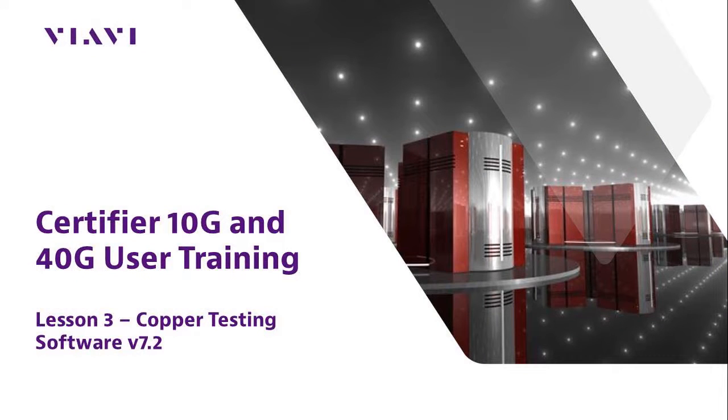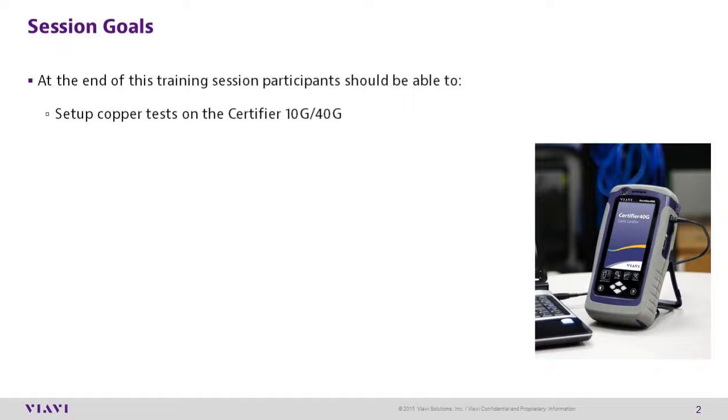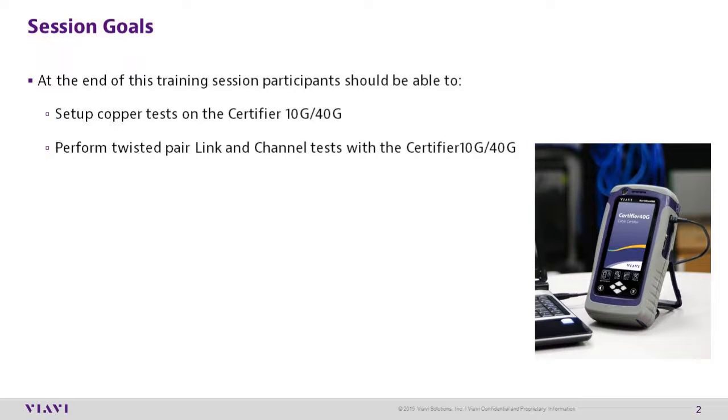Welcome to Viavi Solutions Certifier User Training, Lesson 3, Copper Testing. By the end of this training session, you will be able to set up copper tests on the certifier, perform a twisted pair permanent link and channel tests with the certifier. You'll also be able to navigate and interpret test results on the instrument.